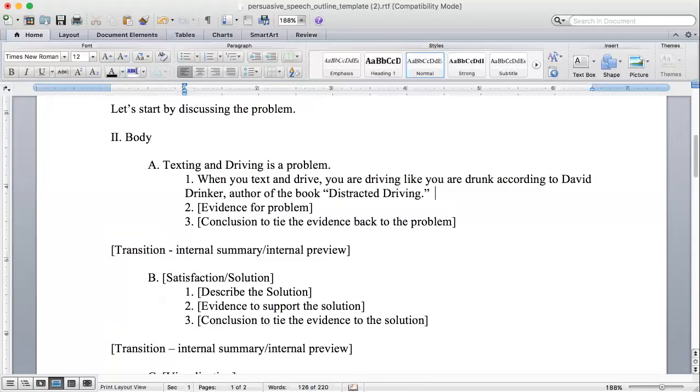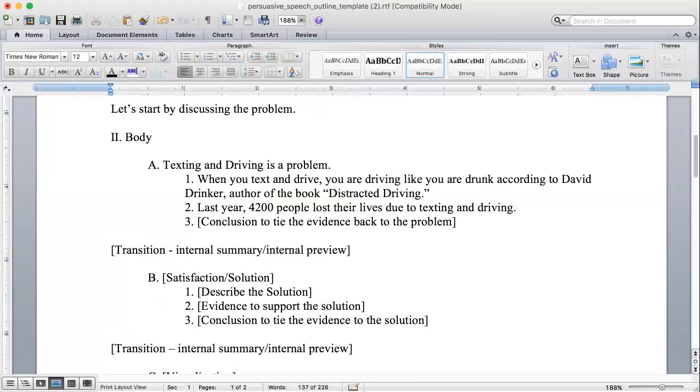Now, ideally, I'd probably have a few statistics in there to back it up, but I think you get the idea. I'm going to provide another piece of evidence that will say some deaths occurred from texting and driving. So we'll say something like, last year, 4,200 people lost their lives due to texting and driving.